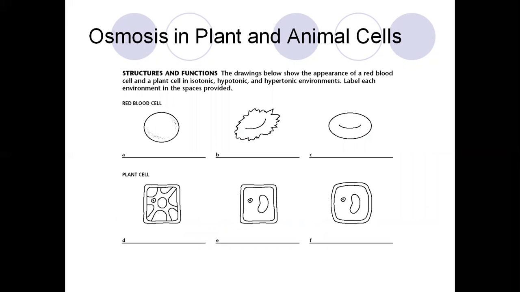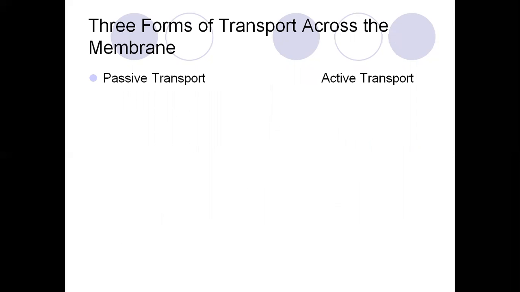So, osmosis in the plant and animal cell, the structure and function. The drawing below shows the appearance of the red blood cell and plant cell in the isotonic solution, hypotonic solution, and hypertonic environment. Label each environment in the space provided. So this is the assignment.